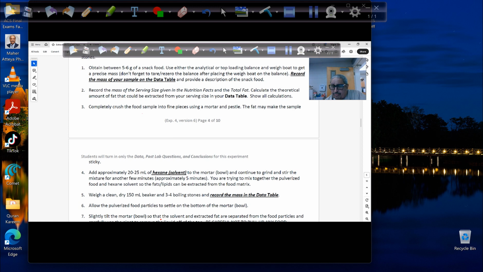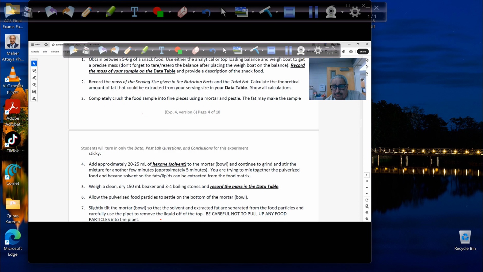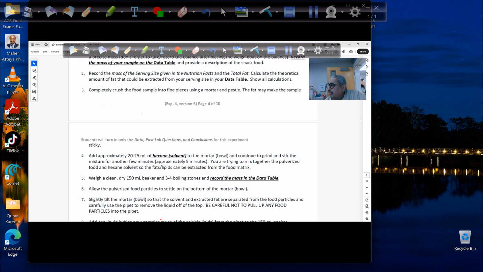Then you go to the snack. In the back of the snack bag, you have to know how to read those total fats written or given regarding the whole servings, and then calculate your fat or lipids inside your sample. Your sample is whatever your sample is, 5 to 6 grams.